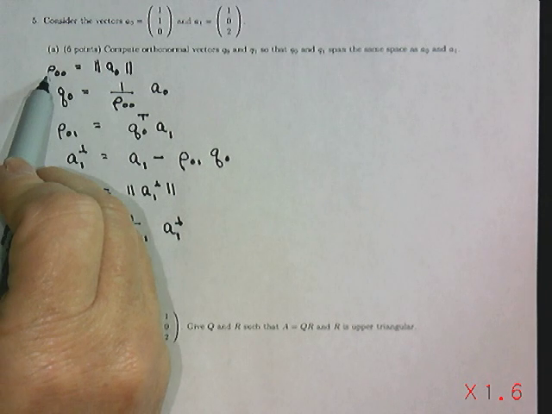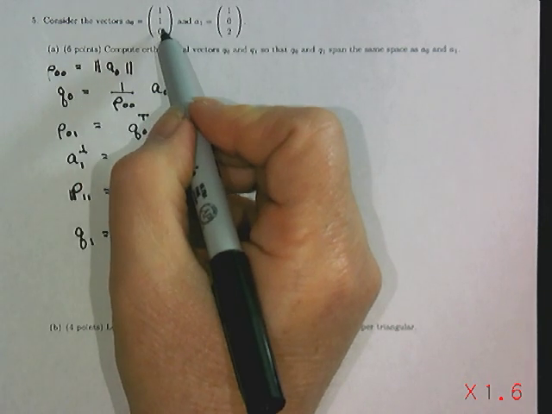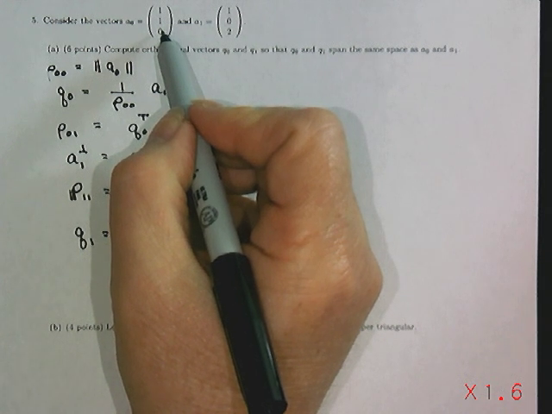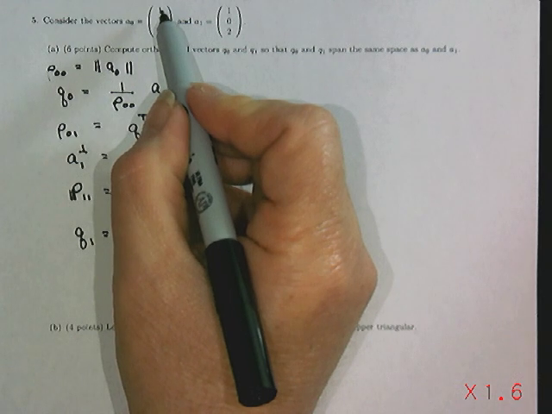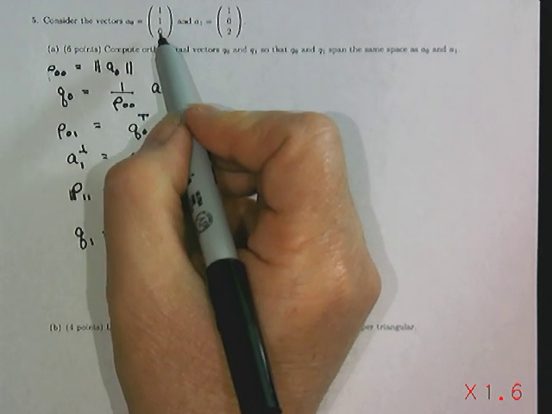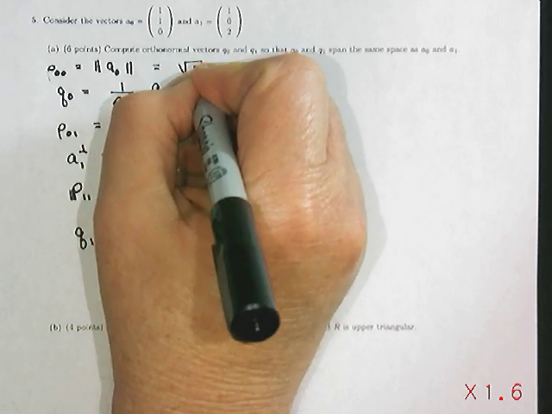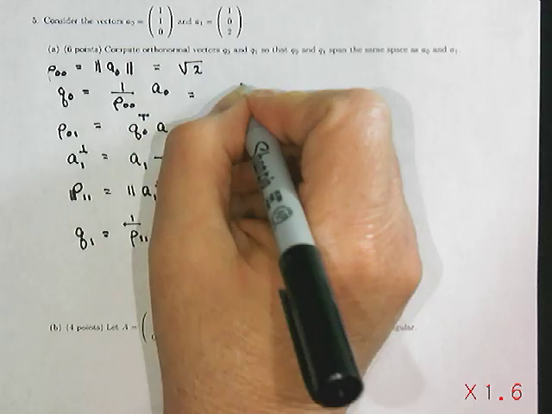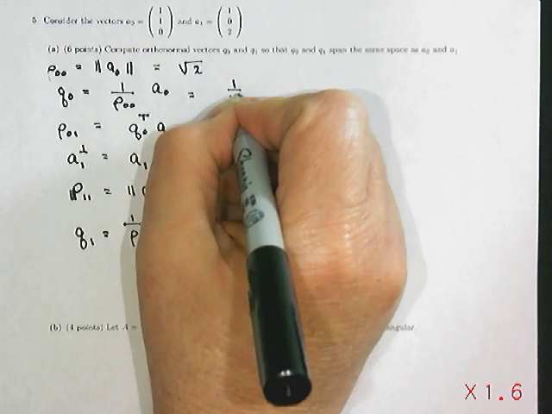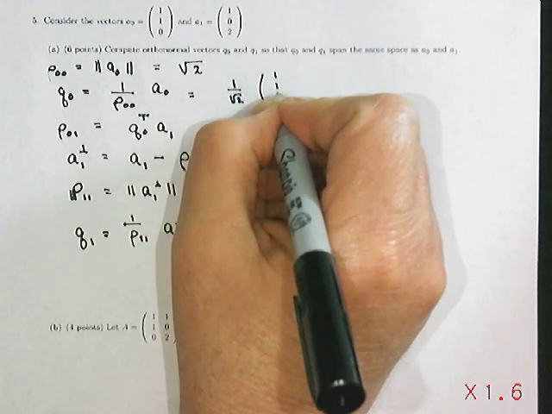So first of all, what's the length of a sub 0? This is a sub 0. The length is going to be the square root of the dot product of a sub 0 with itself. So it's the square root of 1 squared plus 1 squared plus 0 squared, which is the square root of 2. Now that means that q sub 0 is 1 over the square root of 2 times 1, 1, 0.